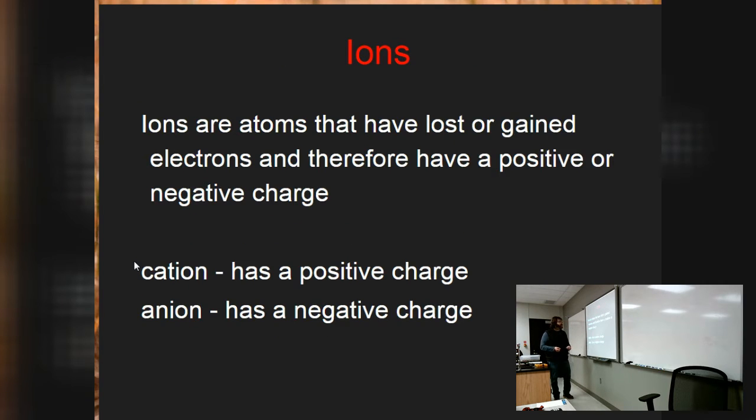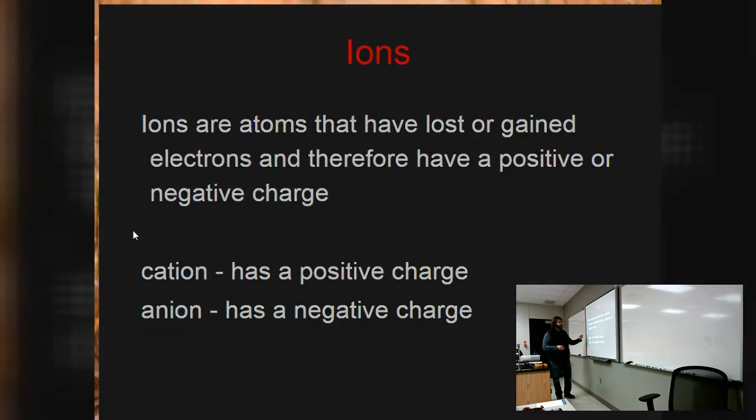Ions are atoms that have lost or gained electrons and therefore have a positive or negative charge because they have an imbalance in the number of protons and electrons. If they end up with a positive charge, we call that a cation. I remember a cation as being positive because the t kind of looks like a plus sign in the word. That's how I remember what is positive and what's negative. An anion is the opposite. An anion is an atom that has gained electrons, and so it has a negative charge. So cation is positive, anion is negative.